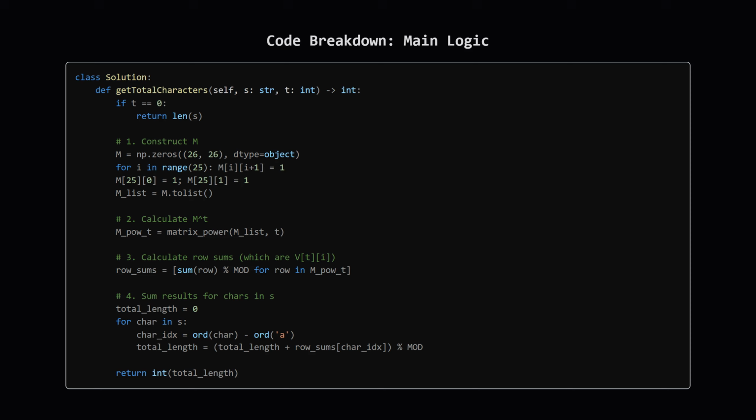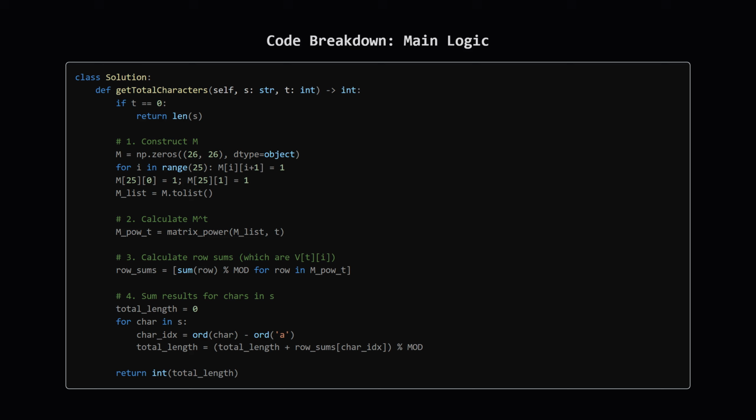And here's the main part again, putting it all together. We handle the simple case where t is 0. Then, we build the transformation matrix as a list of lists called mList. We fill in the ones based on the rules. M of I, I plus 1 is 1 for I from 0 through 24, and M of 25, 0 and M of 25, 1 are 1 for z. We call our matrix power function with mList and t to get the matrix M power T.